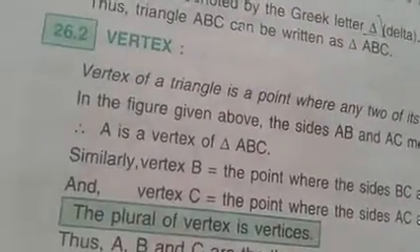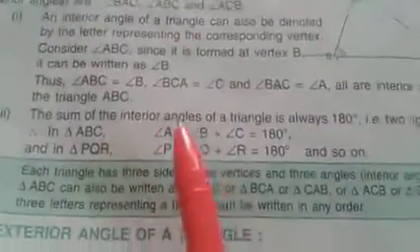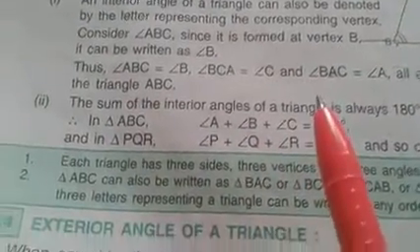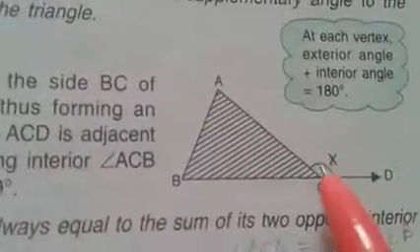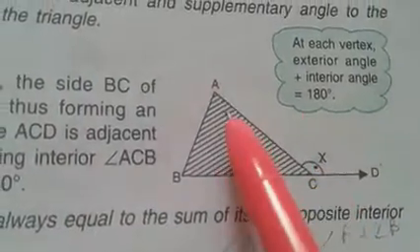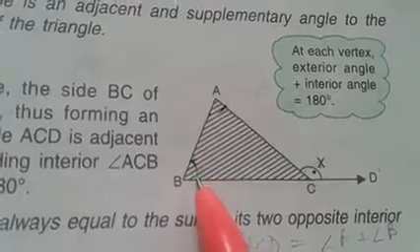Chapter Triangles, exercise 26. So in triangles you have to keep two things in your mind. Two things, which two things? Angles of a triangle, that is, the sum of interior angles of a triangle is equal to 180 degrees, or they are supplementary. And second is the exterior angle of a triangle. What does it say? The exterior angle of a triangle is equal to the sum of its two opposite angles.